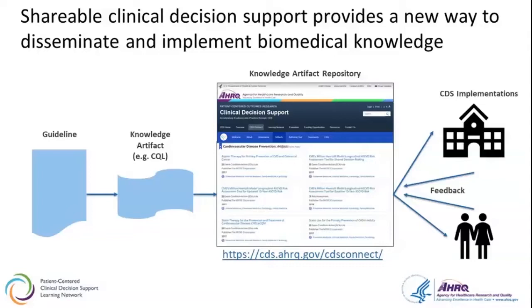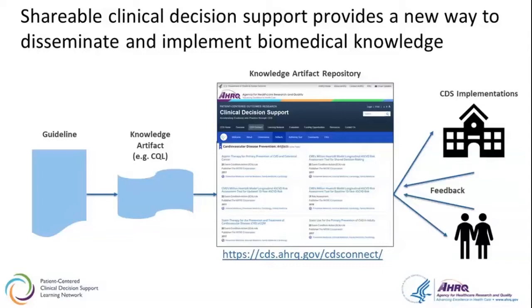We could even extend those arrows further from right to left, because we want that feedback ideally to inform how the knowledge artifact has been translated, and even further to the left, how guidelines may need to be updated based on real-world data, real-world evidence. So in one way, this is a great illustration of a learning healthcare system.